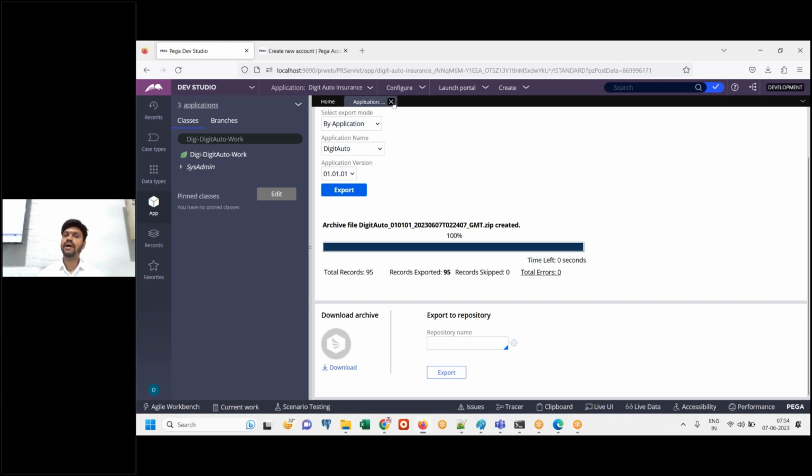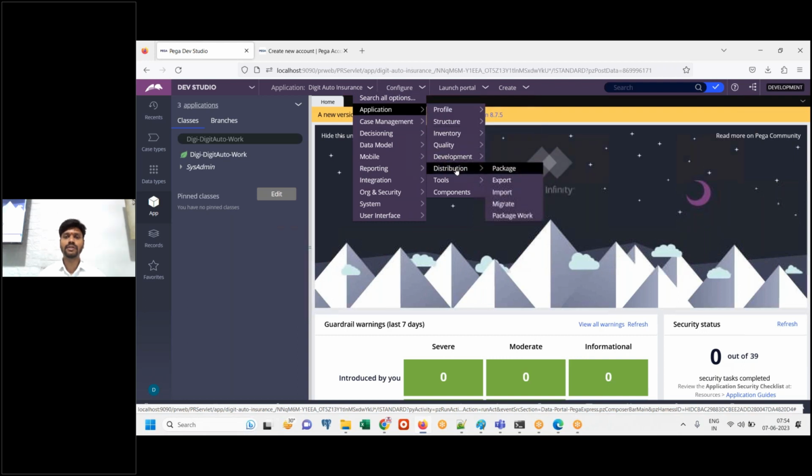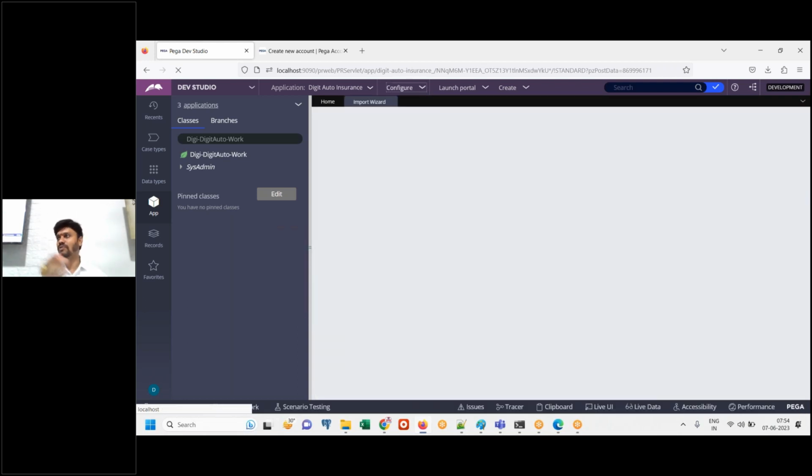After you take the backup, how do you install it into the new system? Again, application, distribution. What is that? Import. You know how to browse a file and click on next, right? So the zip file is there. Browse it, next, finish. It will be done. That's it. Then you can log in and work on it.